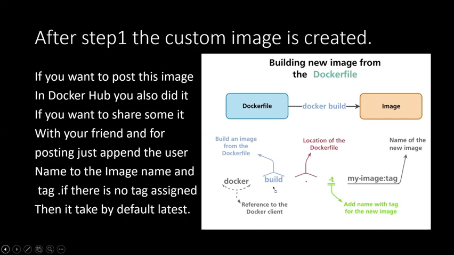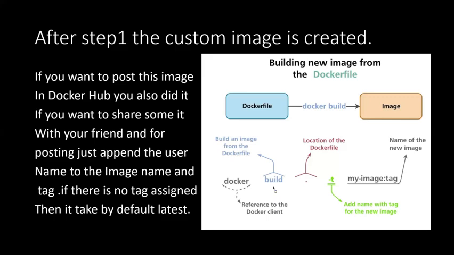If you want to share it with your friend, like I have created some images, a complete set of images with dependent images also, then I share it with my friend. I just post this image to Docker Hub. Like if I want to share any project with my friend, I just upload it to GitHub. In a similar way, I upload the image which I have created on my desktop to Docker Hub.